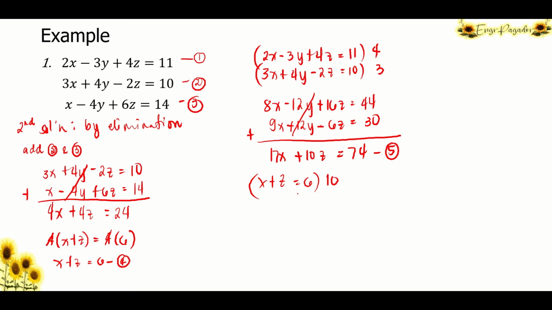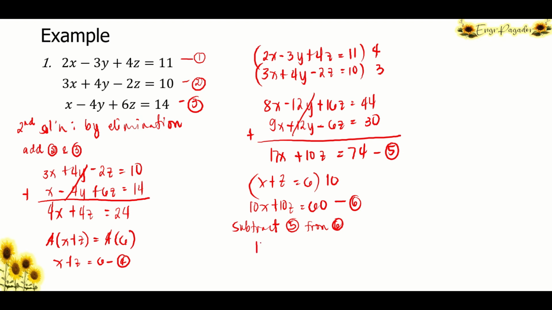And this will be equal to 10x. Okay, 10x plus 10z is equal to 60. So, this will serve as our equation number 6. So, let us now subtract equation 5 from equation number 6.